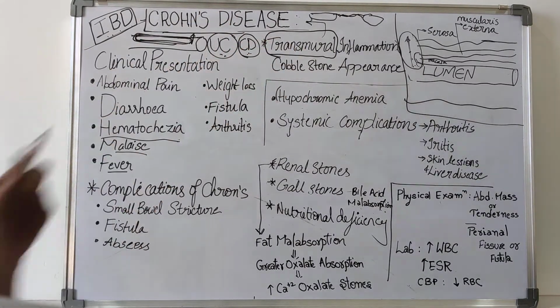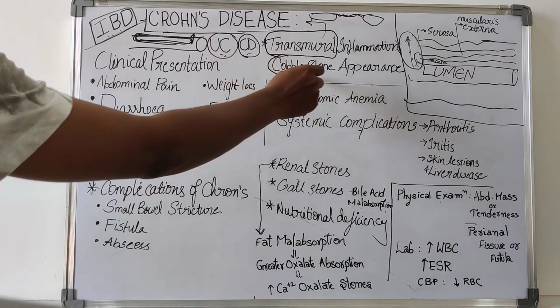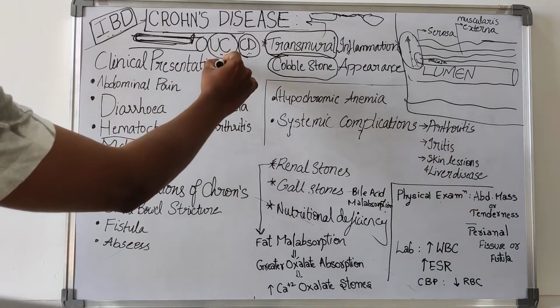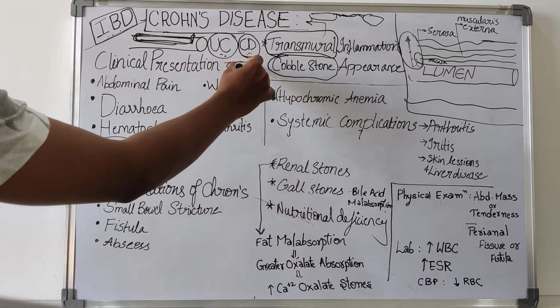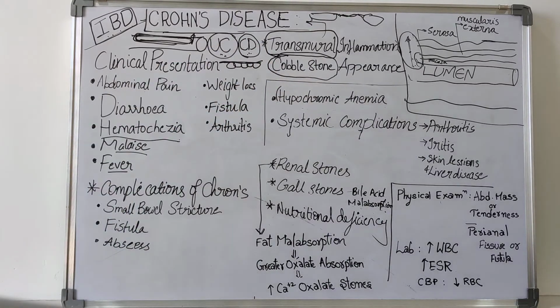Along with transmural inflammation, in endoscopy we can see the cobblestone appearance of the intestinal wall. Why is it a cobblestone appearance? Because of the presence of nodules. We can see this type of nodules in the intestinal wall. This appearance is called cobblestone appearance. And what is the clinical presentation of Crohn's disease patients?